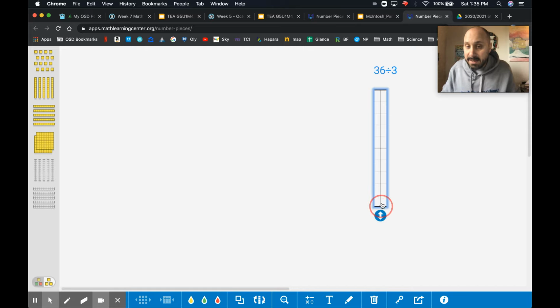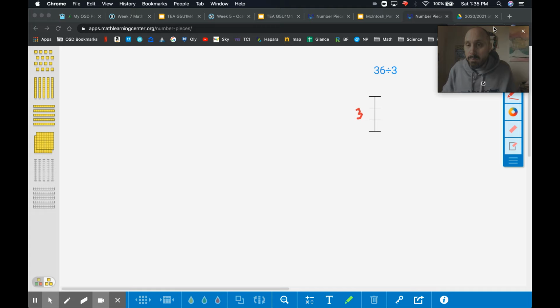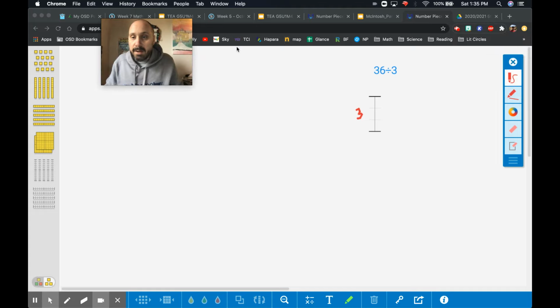And I need to get to 3. There's 1, 2, so I need one more. There we go. So right now I have a dimension of 3 going across. And I'm going to go ahead and label that so I don't forget. Okay, so now let me move my picture. I'll just move it there for now.